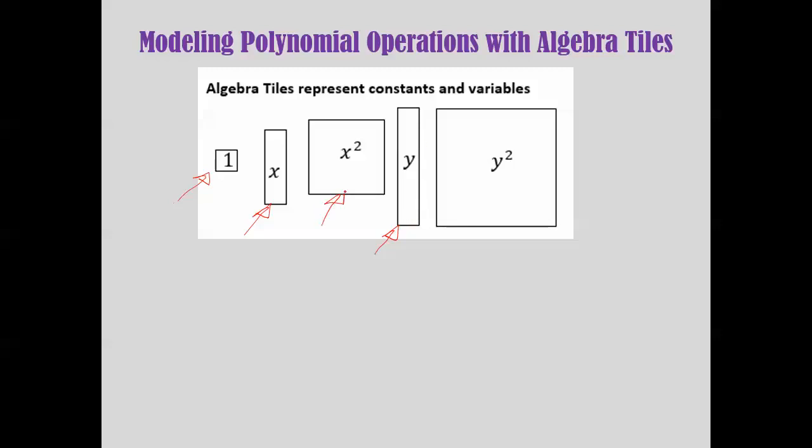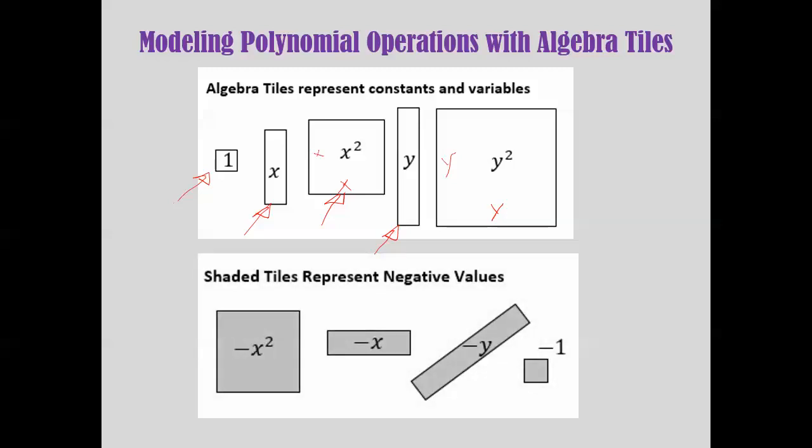X squared, you can see, is the length of x on one side and the x on the other side. That gives us x squared. And the y squared tile is y by y in dimension. We also use shaded versions of them to represent negative values.